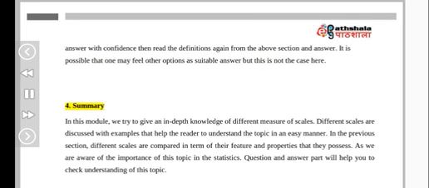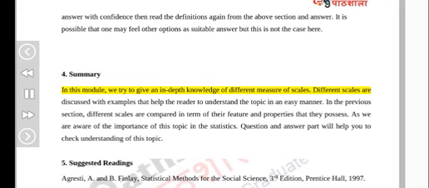Four. Summary. In this module, we try to give an in-depth knowledge of different measurement scales. Different scales are discussed with examples that help the reader to understand the topic in an easy manner. In the previous section, different scales are compared in terms of their features and properties that they possess. As we are aware of the importance of this topic in statistics, the question and answer part will help you to check understanding of this topic.